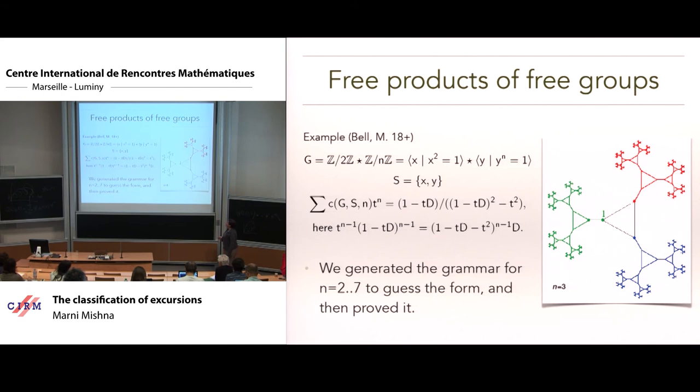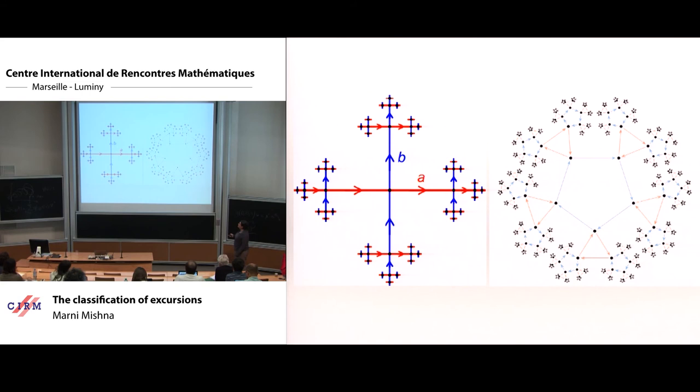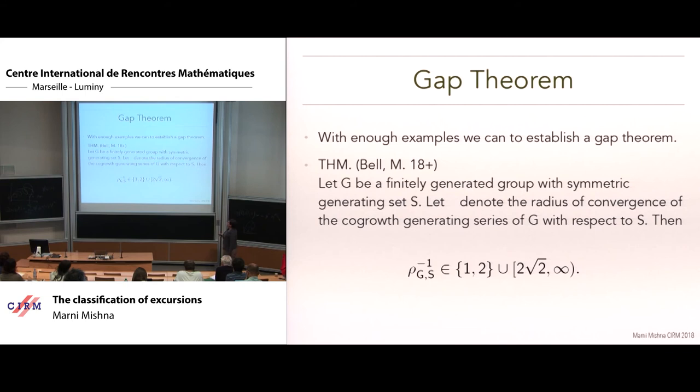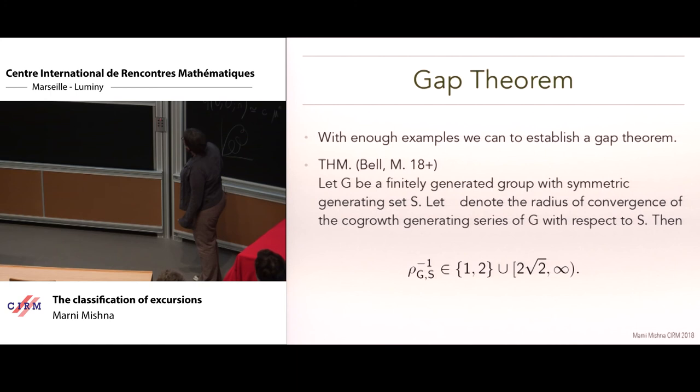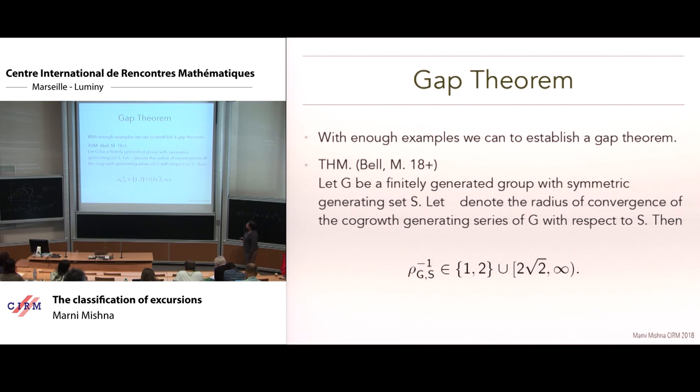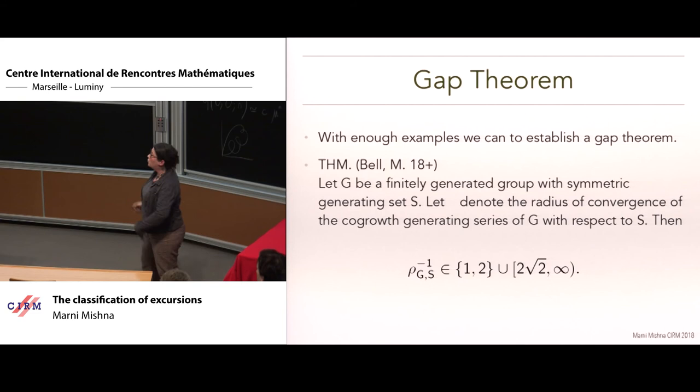There's some examples of what the graphs look like. We did some examples, and then we were able to show that, in fact, if you have a finitely generated group with symmetric generating set, oh, the little rho disappeared. This quantity here, if that's the radius of convergence of the cogrowth series, then we have shown this gap theorem, that not all of them are possible. So this was done by reducing a lot of groups to these smaller cases that we could work out explicitly algebraically.